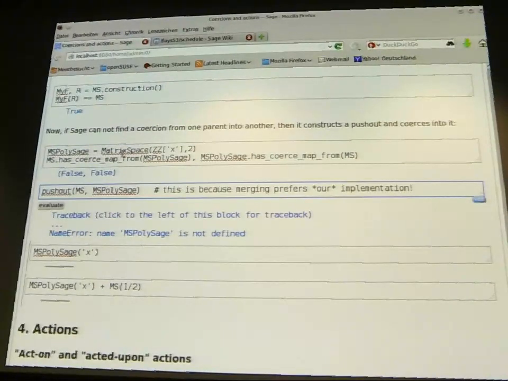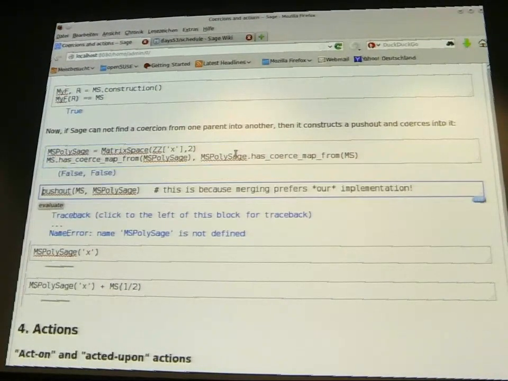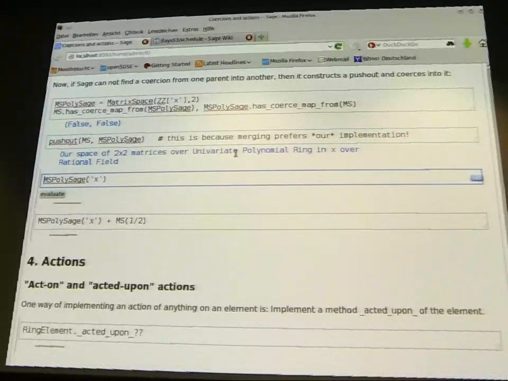We have here a matrix space over some polynomial ring. Of course, there is no coercion from this matrix space over the polynomial ring, simply because the polynomial ring does not coerce into our base ring, which is the field of rationals. And of course, there is also no coercion the other way, because Sage does not know enough about our implementation we just implemented here. So there is no coercion, but there is a pushout. Namely, Sage was told how to construct the two matrix spaces, and by merging them, our implementation was chosen for the pushout.